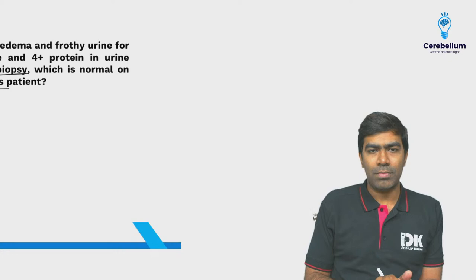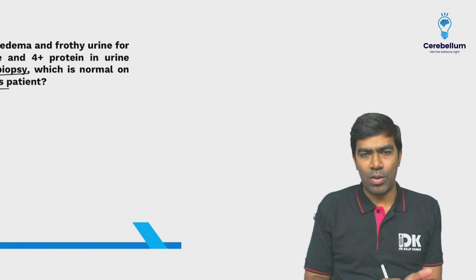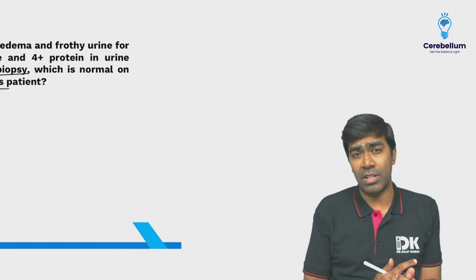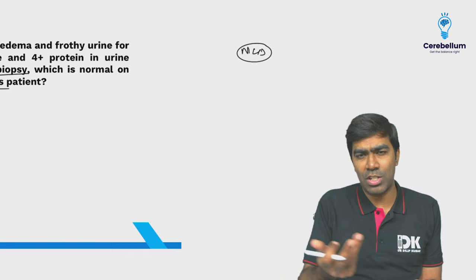So what are the different causes of nephrotic syndrome? There are plenty of causes. We have minimal change disease, we have membranous nephropathy, we have FSGS. But in exams, most of the time, as far as I've seen, I don't know why they're obsessed with minimal change disease. They tend to ask a lot of questions on minimal change disease.